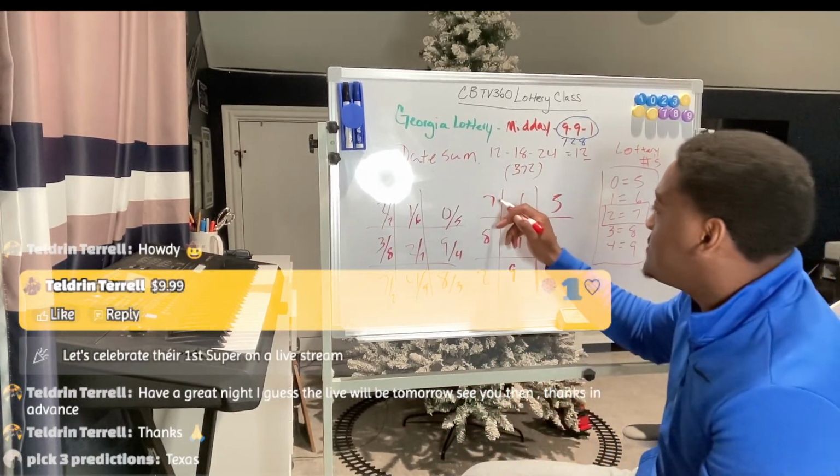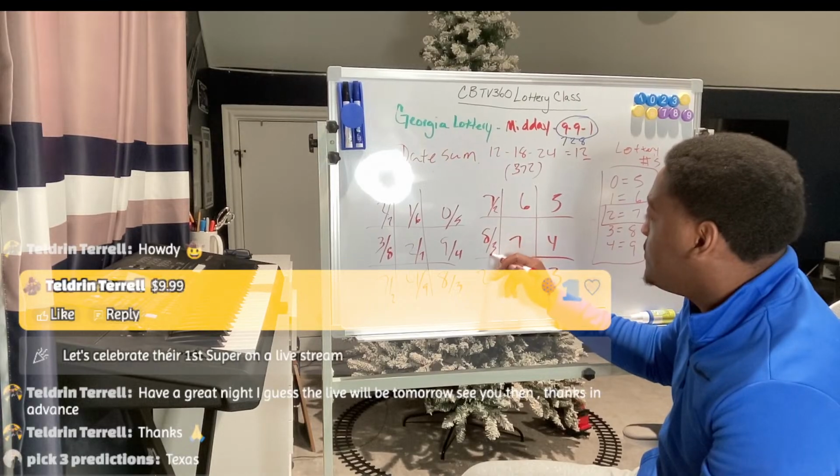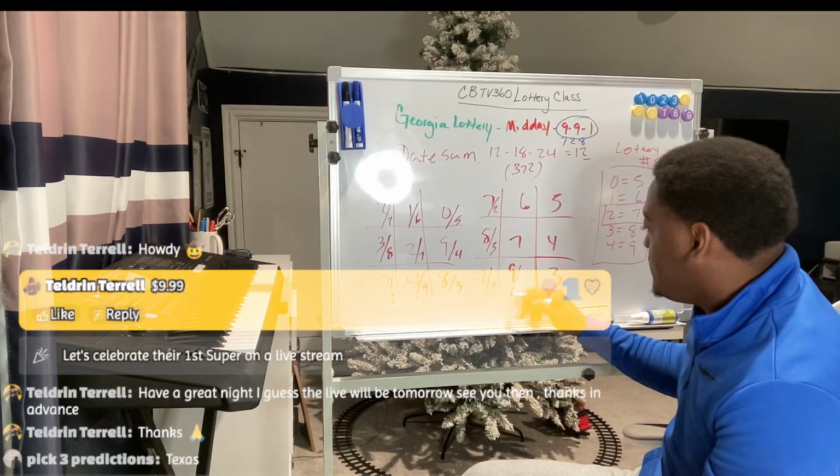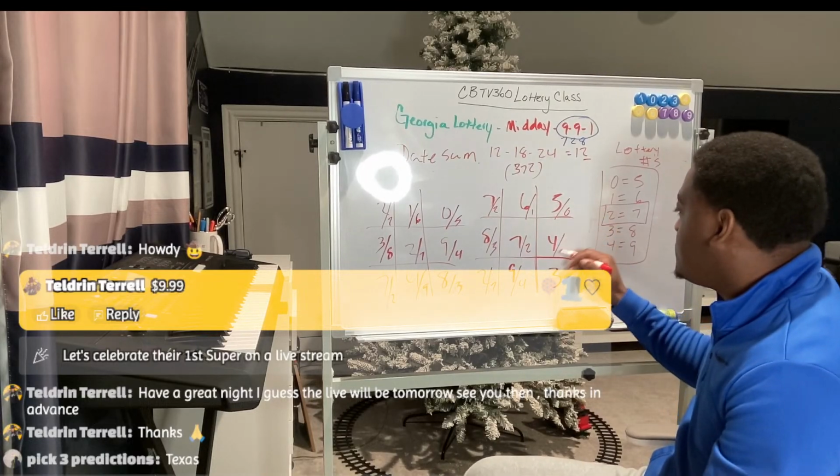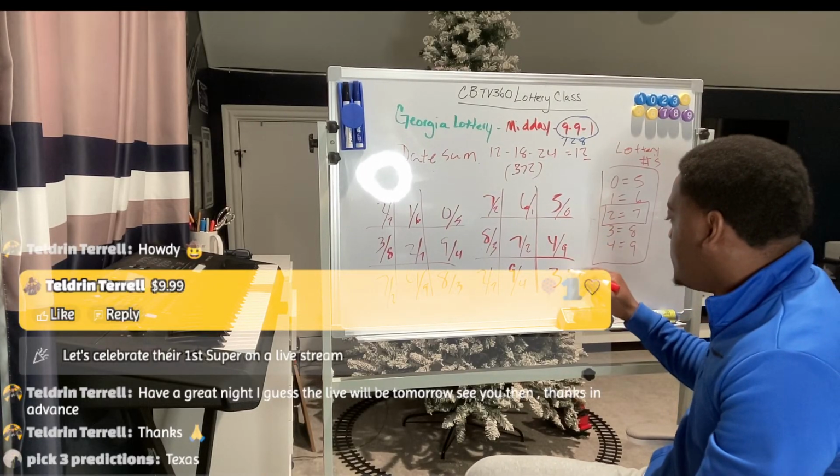So I do the same thing on this side as well. There'll be 2, there'll be 3, there'll be 7, there'll be 4. This will be a 2. This will be a 1. This will be a 0. This will be a 9, and this will be a 8.